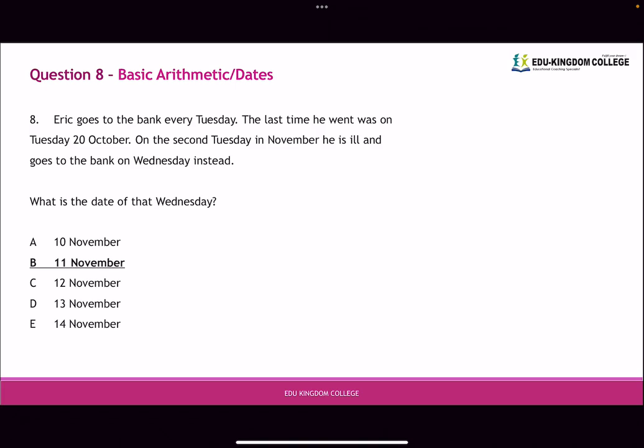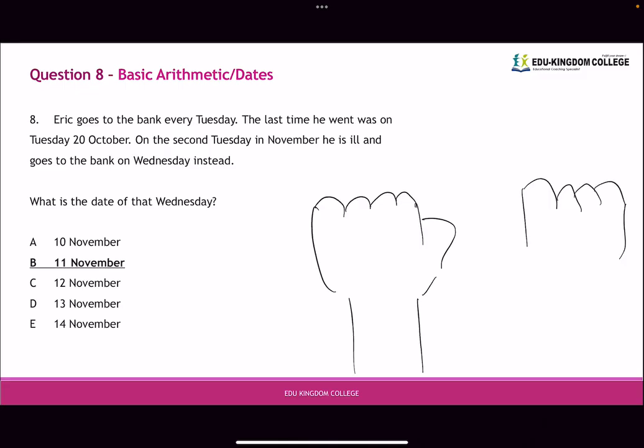Question 8. So you need to know how many days are in a month. Okay, the easiest way to do that is to look at your knuckles. So I'm going to try and draw a very bad diagram of knuckles. So let's just say these are your knuckles. That's your thumb. Again, 1, 2, 3, 4. That's your thumb. This is your right hand. So left hand, right hand.